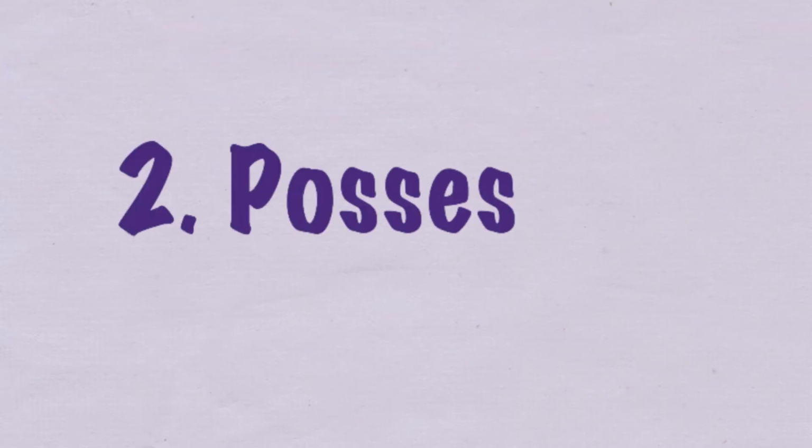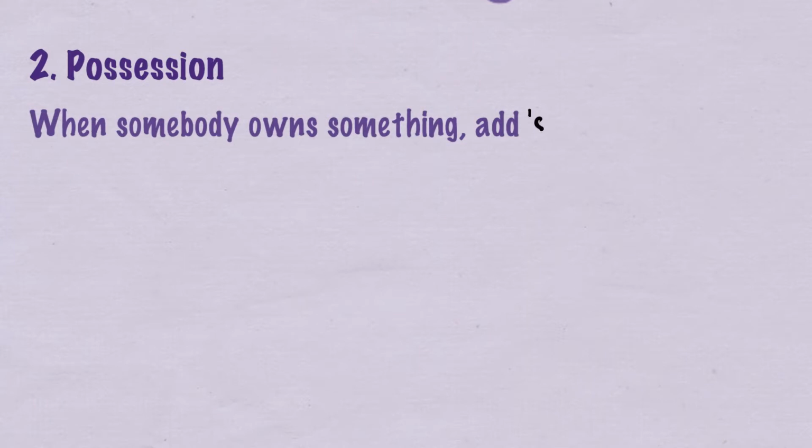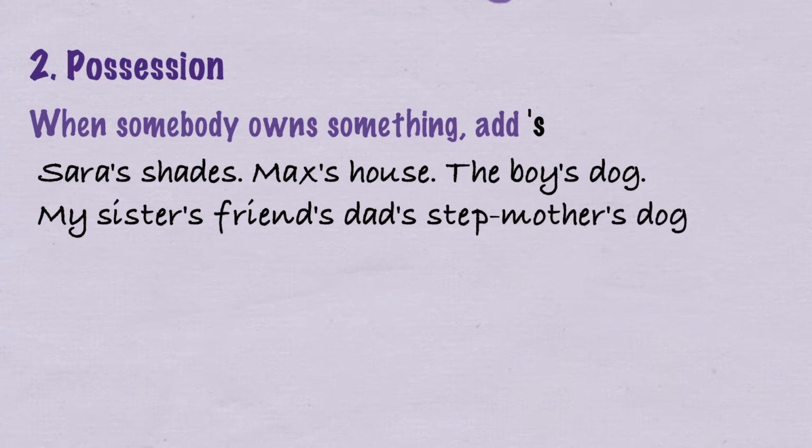And then we come to the other rule, which is possession. When somebody owns something, you add apostrophe S. So the examples I've got here: Sarah's shades, Max's house, the boy's dog. And then my sister's friend's dad's stepmother's dog. Even if there's a long chain of possessives explaining relationships, they all get an apostrophe S.